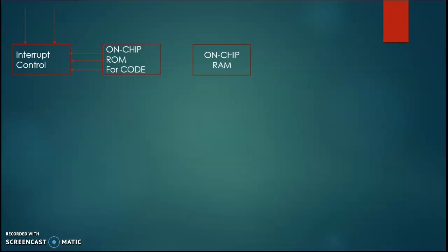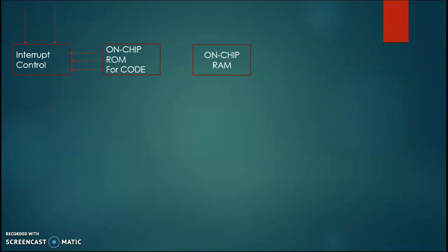Apart from having memory to store program, microcontroller also requires memory to store data. This data is basically stored in RAM memory. Microcontroller has 4 kilobytes of ROM and 128 bytes of RAM. This is for 8051. However, if we talk about 8052, it has 256 bytes of RAM.